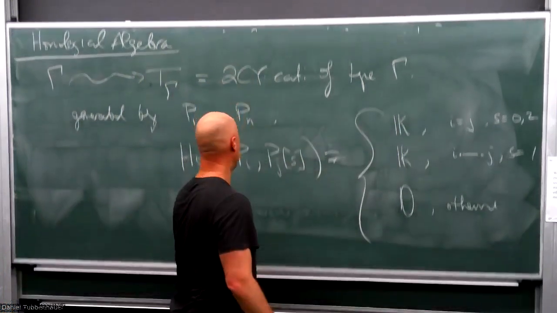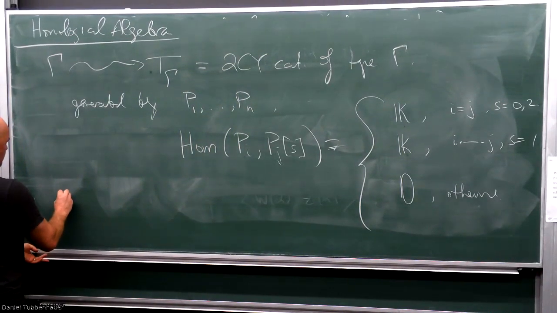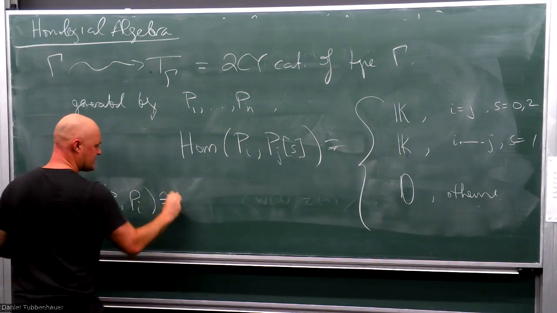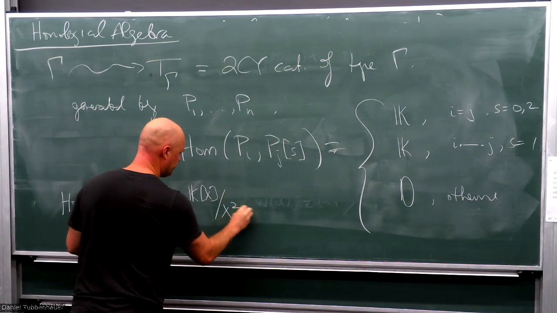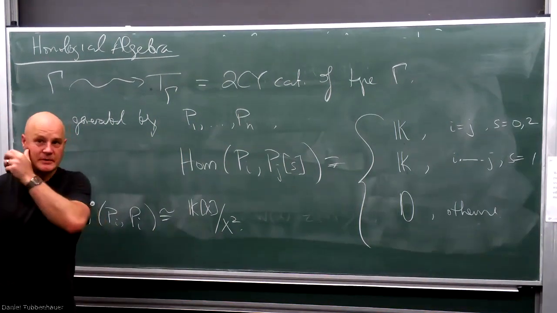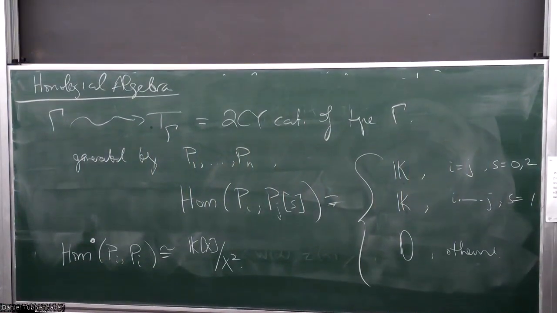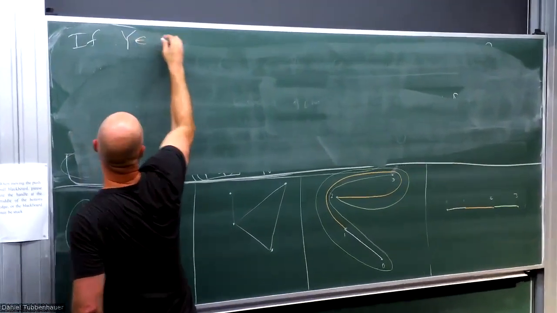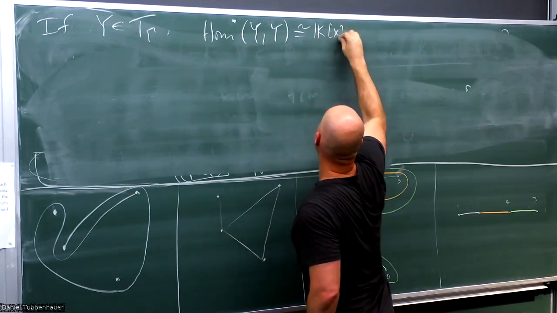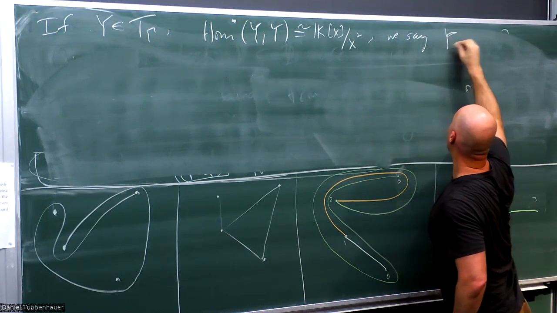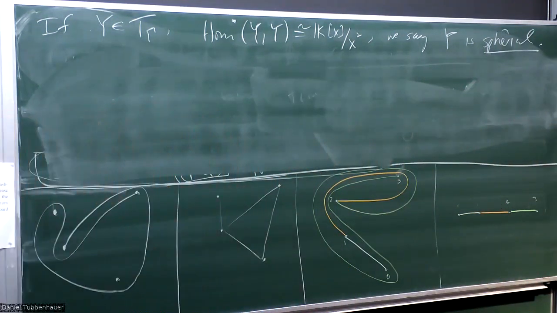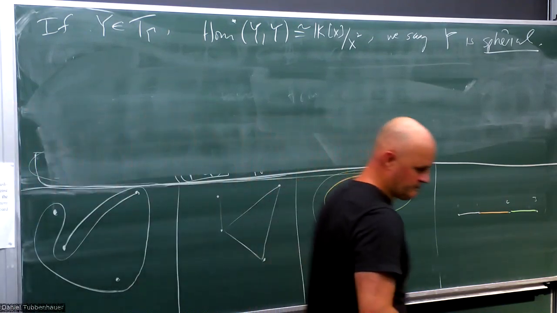So in particular, if you look at all Homs of any degree from Pi to itself, that's isomorphic to the homology of the two-sphere. That's why we call these spherical objects, because their endomorphism algebra is the homology of the two-sphere. More generally, if you have an object Y of this category whose endomorphism algebra is the homology of the two-sphere, we say that Y is spherical. These spherical objects are very important and will play a role in what comes.